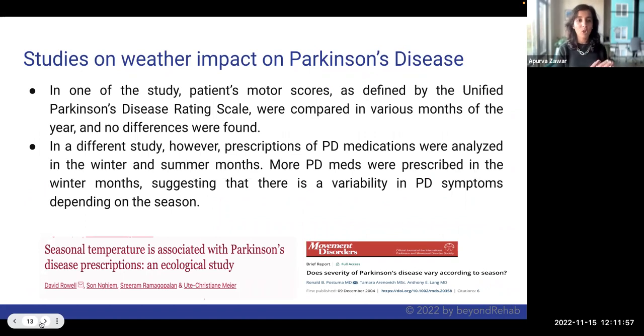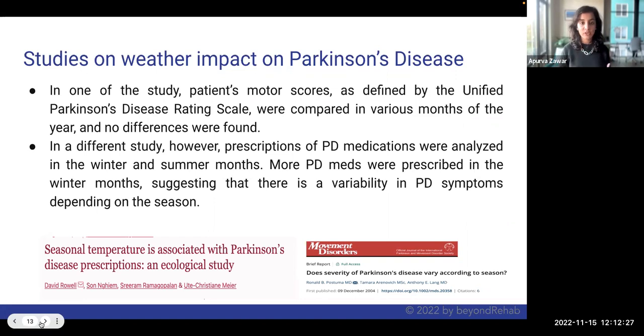Now moving on, also understanding, okay, when it comes to Parkinson's disease, are there any changes specifically weather related which impact Parkinson's disease? One of the studies recorded the motor scores, as defined by the Unified Parkinson's Disease Rating Scale, one of the standardized scales, and compared them in various months of the year. They noted no difference throughout the year.